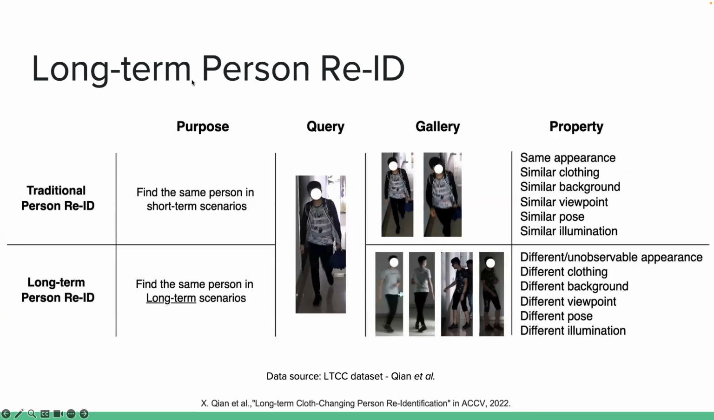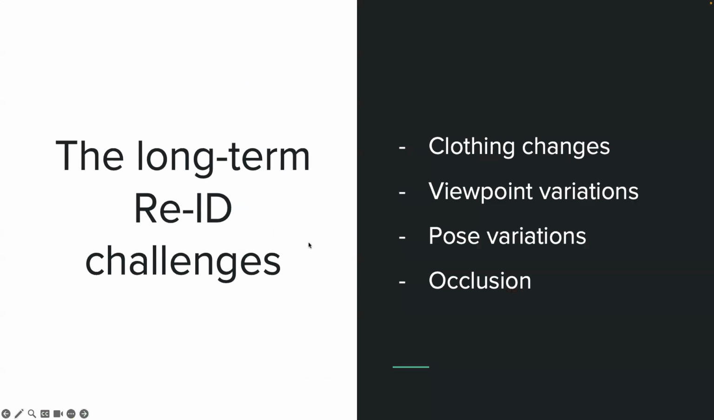In this work, we deal with long-term person re-ID, which is different from traditional person re-ID, which deals with short-term scenarios. With long-term scenarios, we can see here, given the query image, the clothing of the person may have changed. The appearance is unobservable. Background, viewpoint, pose, and illumination may have changed. So in short, long-term person re-ID poses several challenges, which are clothing change, viewpoint variations, pose variations, and occlusion.